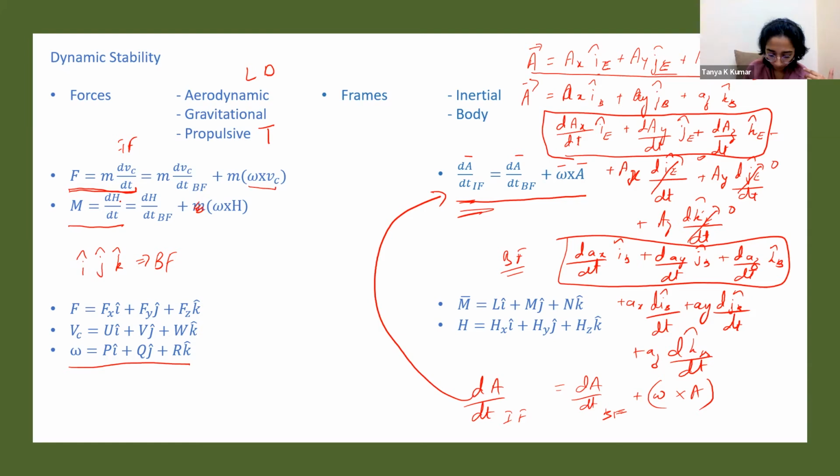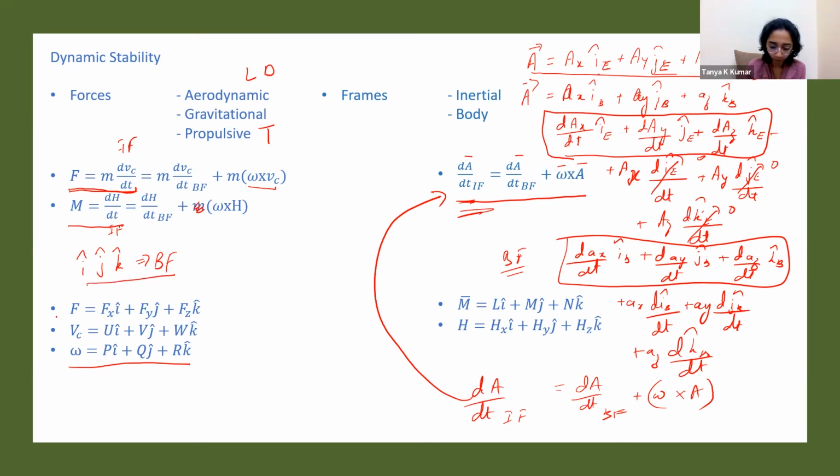And for moment, you have dH/dt. This is in the inertial frame. You have dH/dt in the body frame plus omega cross the vector. Okay. Now we look at the various parameters that we will be using throughout this and their components in the body frame. Now I have told you before that ijk is body frame.